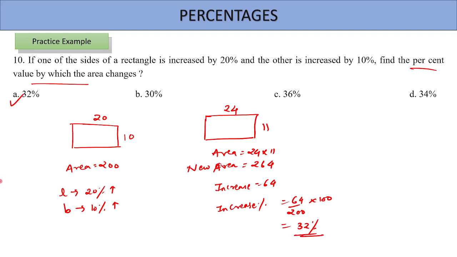So you see here, guys, rather than assuming any variables x or y, we have just assumed some numbers and calculated the answer because eventually we have to find the percentage only. So that's why you can also assume any number and move towards your answer, which will make your calculation much easier.